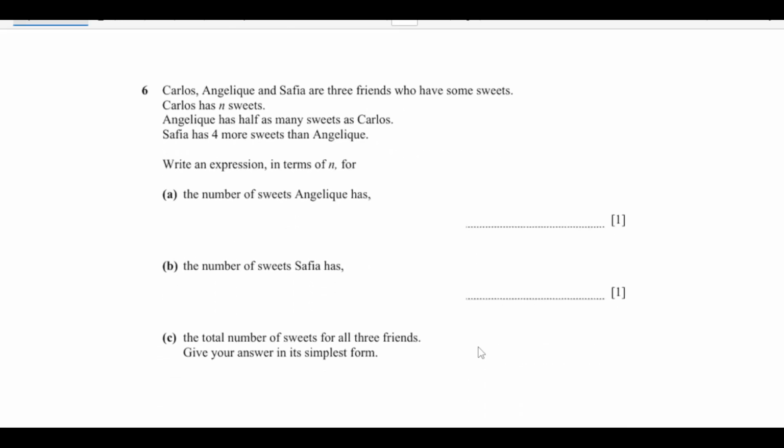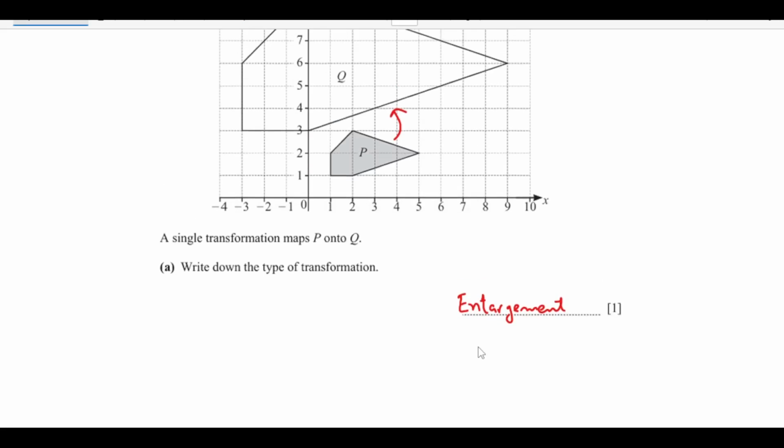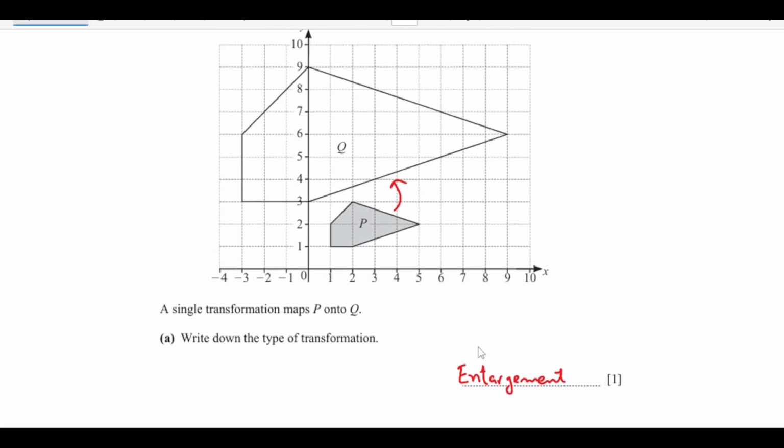Okay, so the second question part I think I have missed, and they will ask you the scale factor. So the scale factor is going to be, you divide the number of squares. Here we have 3 squares divided by 1. So scale factor is going to be 3. So that will be a 1 mark question.